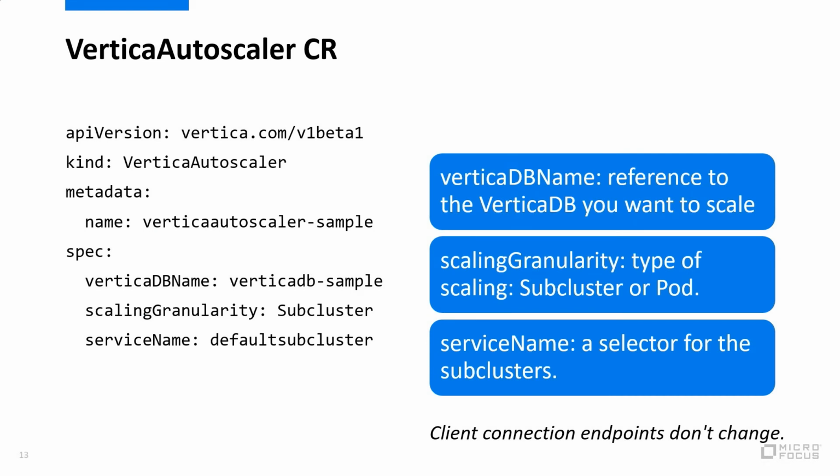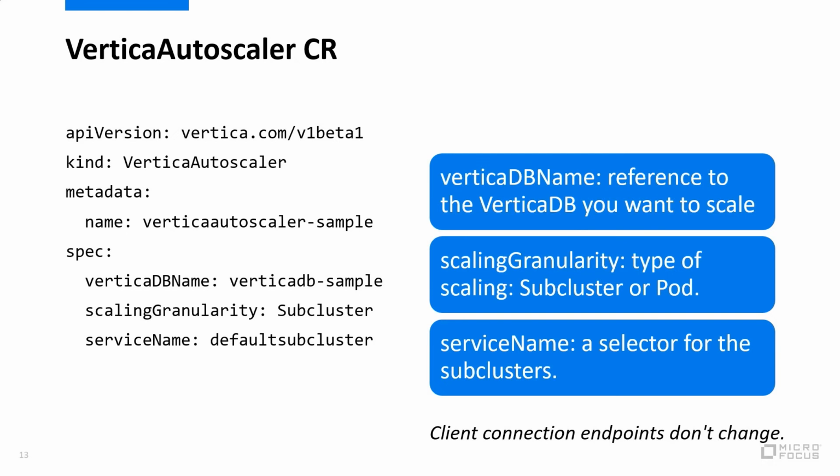It is best to think of the VerticaAutoscaler as an object that connects a VerticaDB with some scaling behavior for a subcluster. Because the VerticaDB has many subclusters, you can have many VerticaAutoscalers all connected to the same VerticaDB. Here's a sample VerticaAutoscaler. A few things to call out. The VerticaDB name field connects this object to a VerticaDB that you want to scale.